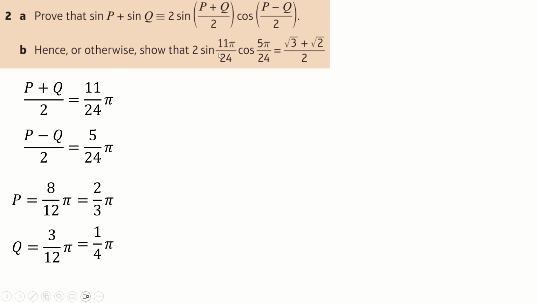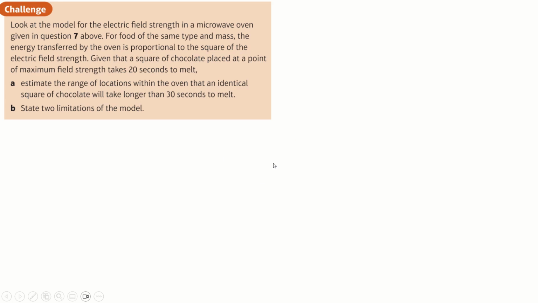And therefore, 2 sine this cos that, going back a step, is sine of p plus sine of q. So sine of this plus sine of that. You should be able to work out these in your heads. That's going to be root 3 over 2 because this is the same as a third pi. And this one is just root 2 over 2. Add them together and you get what they wanted you to get, which is good.